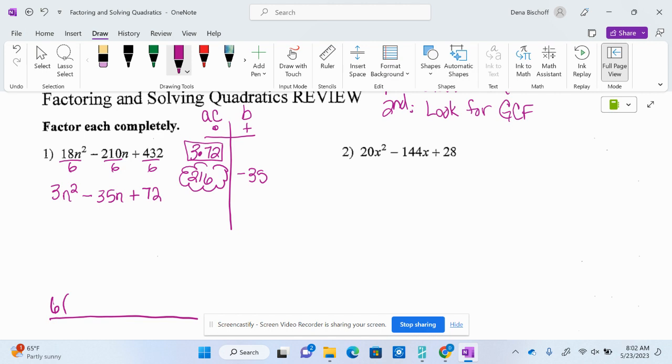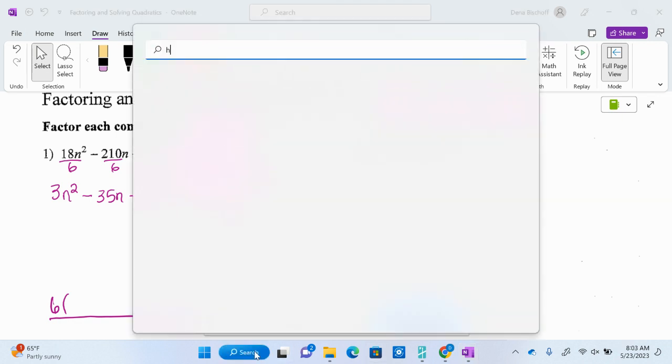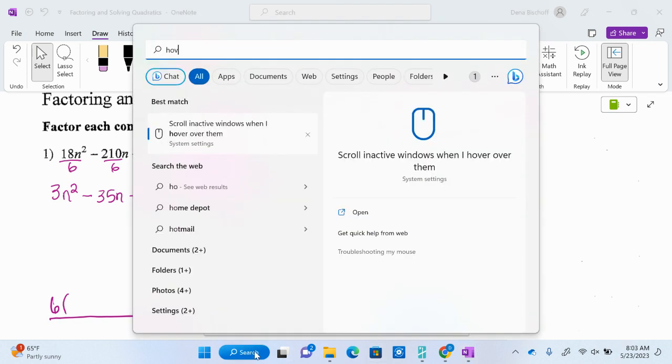So again, in your calculator, you're going to go to y equals 216. Y equals 216. And because you need a negative number, I guarantee you that your factors are going to be negative, right?